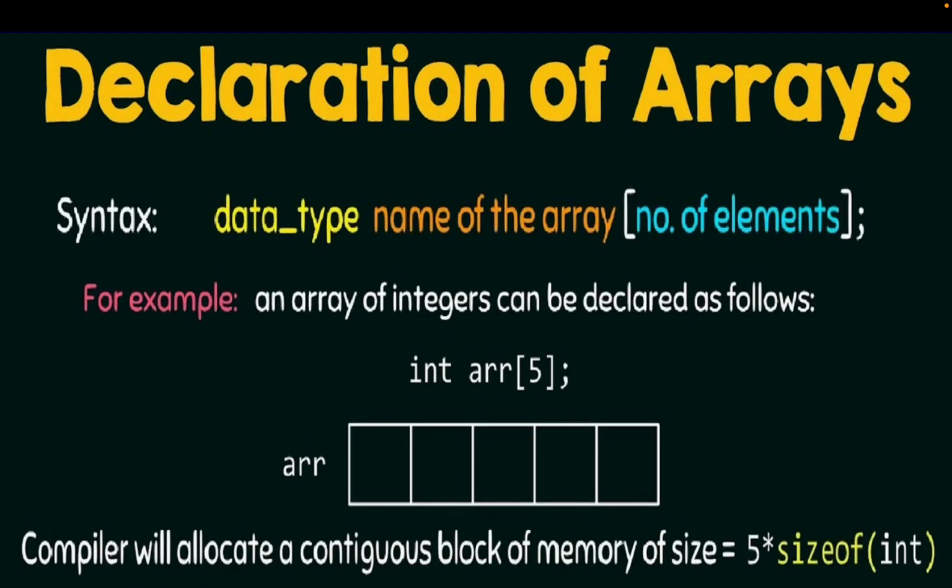Then here is the syntax for the declaration of an array. First, we have to write the data type, then the name of the array, then the size, how many variables we want to declare. Basically, the use of array is that if we have 1000 students, then there is no need to declare 1000 variables one by one. We can simply use the concept of array to declare 1000 variables, and at the same time we can initialize them using the concept of loop.